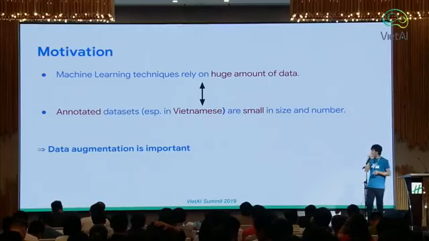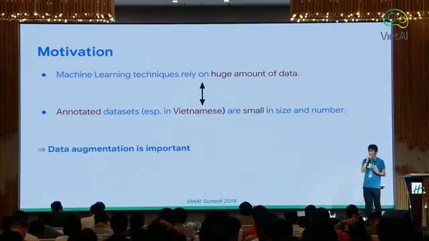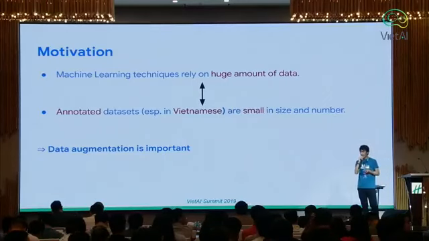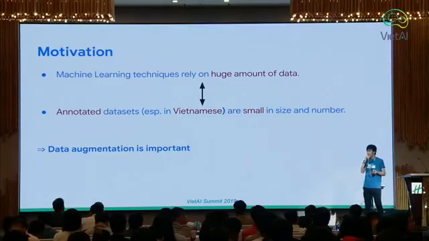In machine learning, we usually have a data set and we need to build a mathematical model, and we try to optimize it by feeding the data into the model. One of the things that makes deep learning powerful is that we have a lot of data, but in some cases, annotated data sets are very limited, very small in size. For example, with Vietnamese corpora, so data augmentation is very important here.